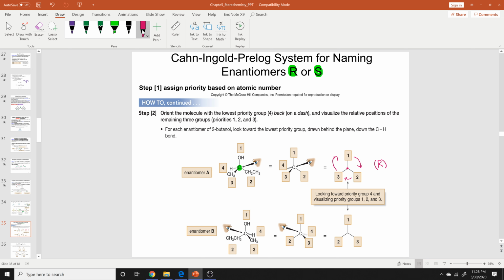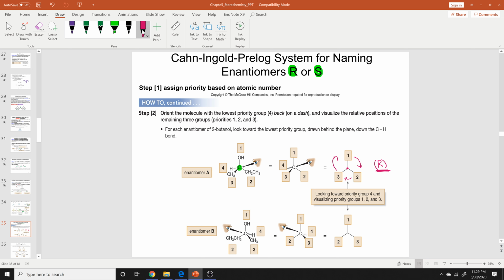You can easily visualize this once you build your molecular model. Arrange your molecular model in a way so that your lowest priority group is basically away. You cannot see it. And then go with the configurations from the highest atomic number to the lowest atomic number and figure out the rotation around the chiral center. So this is going to be enantiomer A. Enantiomer A here has a rotation clockwise. Clockwise means an R.